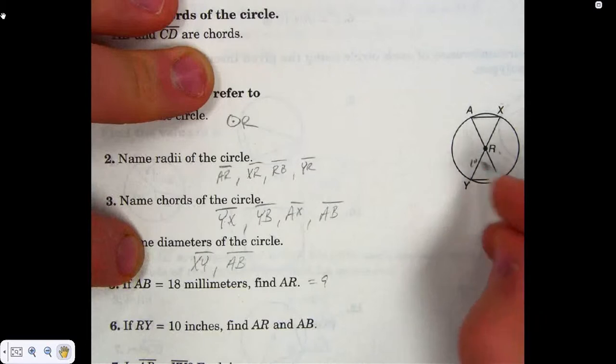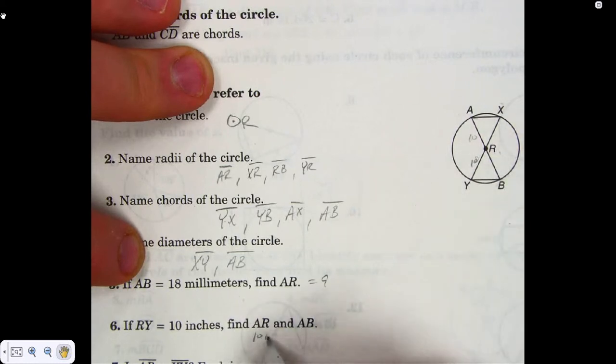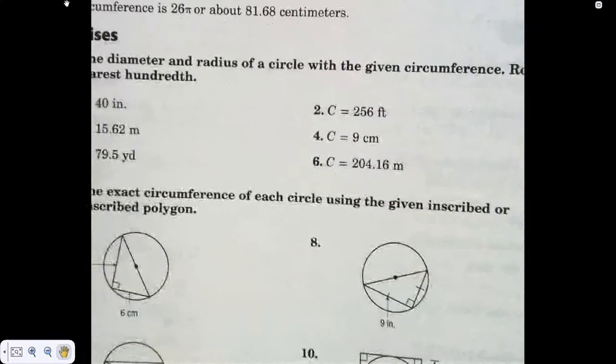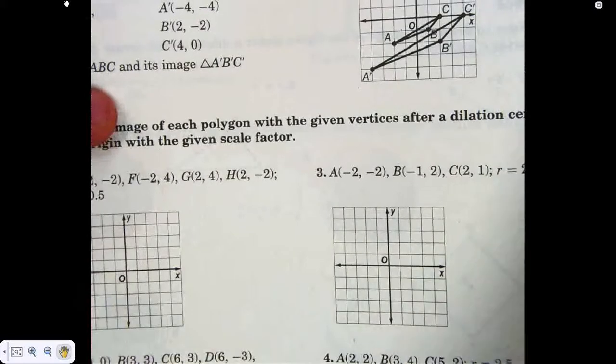RY is 10 inches. Find AR and AB. What's AR then? 10. AB, 20. 10 inches, 20 inches. Why is AB congruent to XY? They're both to the center and they are both what? Diameters. Diameters for circles are always equal. Not so bad, is it? They're both diameters, and diameters of the same circle are always the same throughout a circle.